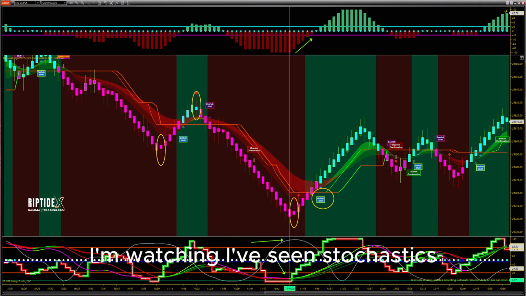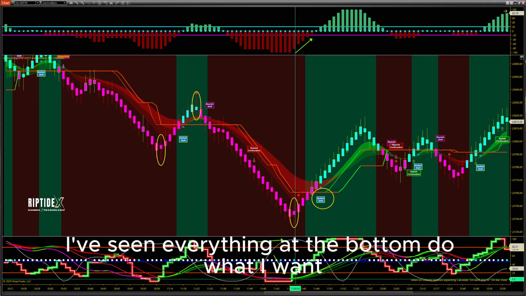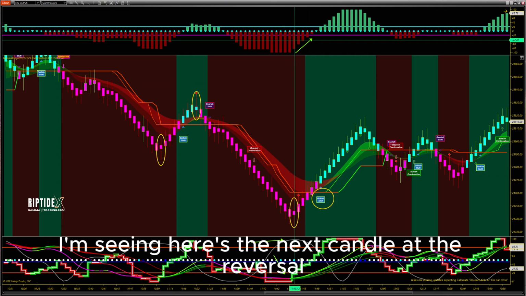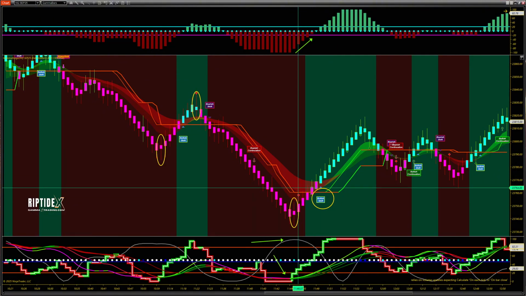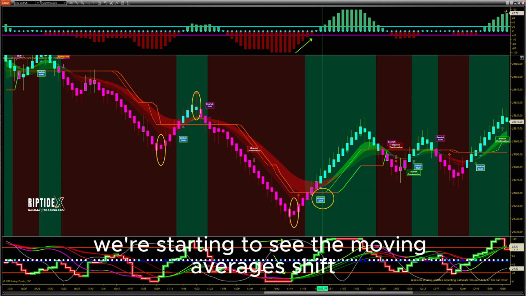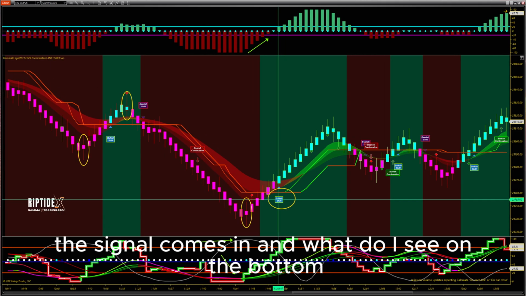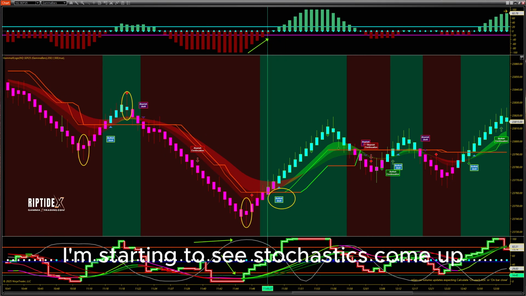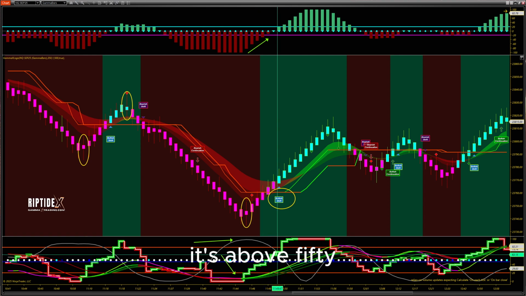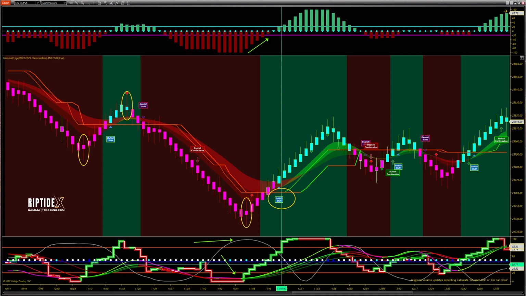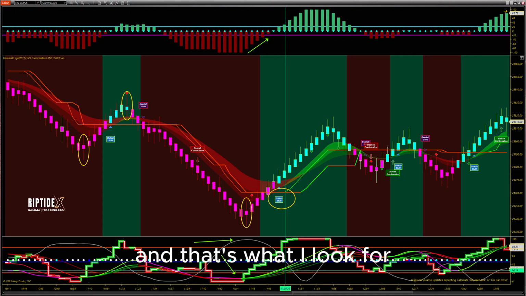I've seen stochastics, I've seen everything at the bottom do what I want. Here's the next candle at the reversal. Reduce momentum. Next candle. Reduce momentum. Next candle. Reduce momentum. We're starting to see the moving averages shift. The signal comes in. And what do I see on the bottom? I'm starting to see stochastics come up. I'm starting to see the money flow change. It's above 50. And that's what I look for.